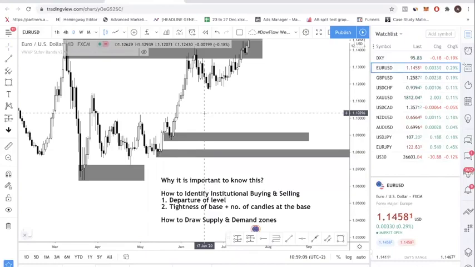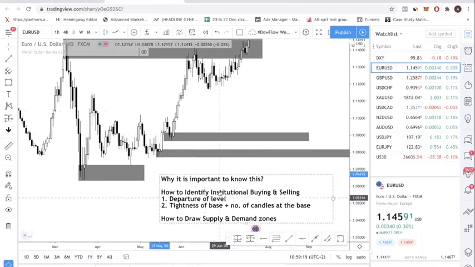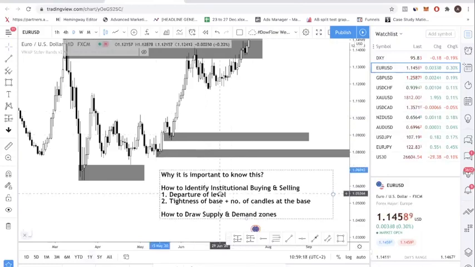Previously I've recorded a short video about how to do this, but we get a lot of questions about the specific steps, so in today's video, I'm going to break it down further for you. I've listed over here how you identify institutional buying and selling. When you look at a chart, you need to look at two factors: the departure of the level and the tightness of the base. You also want to look at how many candles there are in the base. This is the overview, and I'll go through each of these in greater detail.